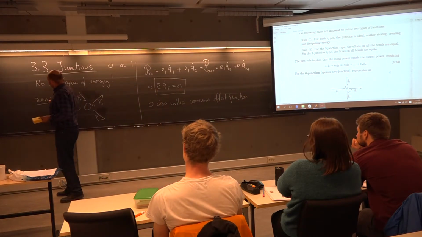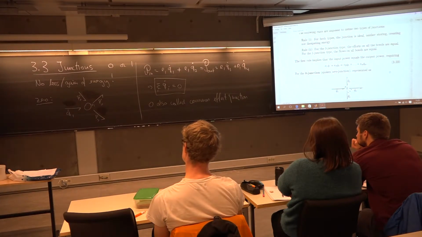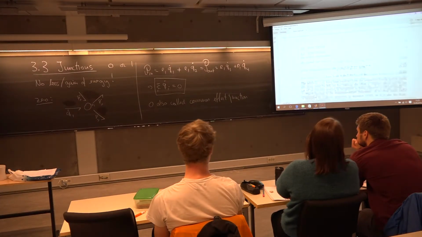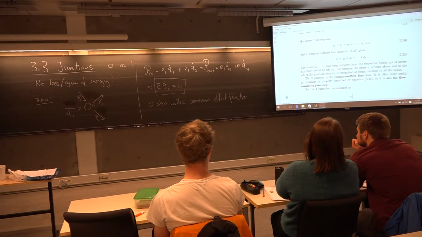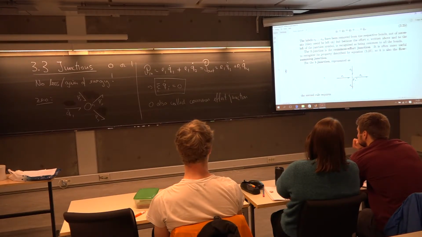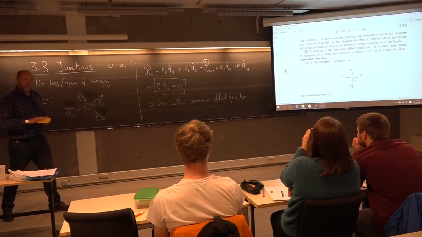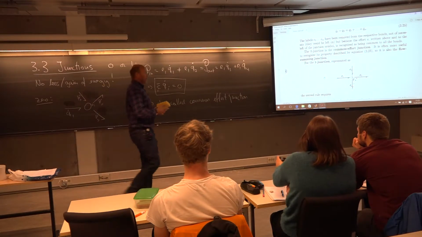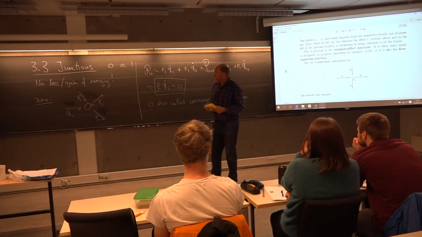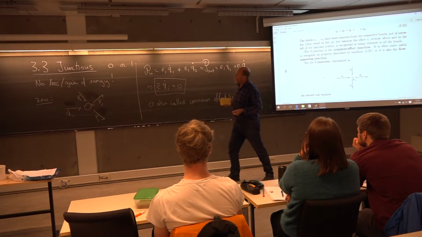So that was 0. Any questions? Is that okay? For now it's a little abstract. It will be easier later on when we have some examples. But let's just take the 1 junction first.